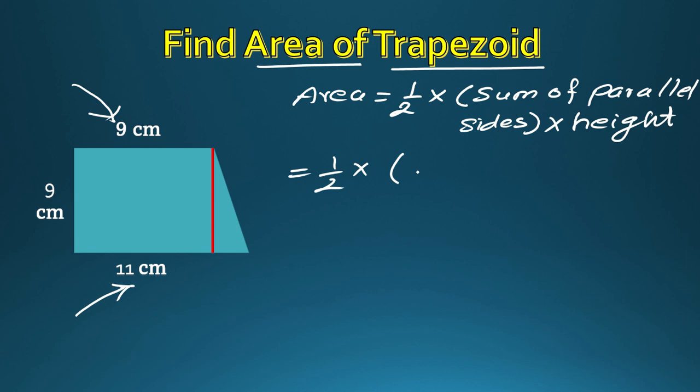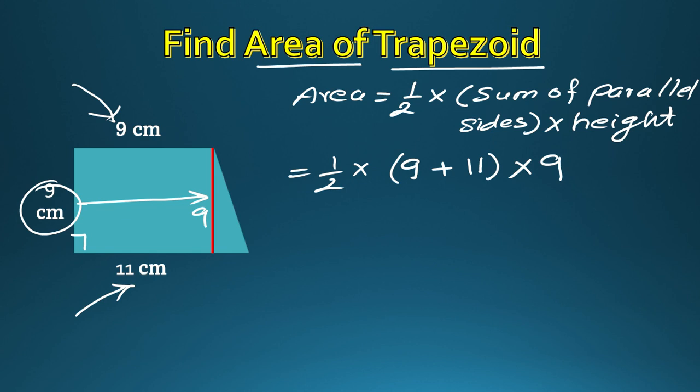Again I am telling you, parallel sides are the lines which do not cut each other. So parallel sides are 9 and 11, times height, meaning this perpendicular line. So here it is 9. So this will also be 9. Yes. So this is 9. Now solve them. 1 over 2 times 9 plus 11. This I told you in the BODMAS rule, that bracket will be solved first.